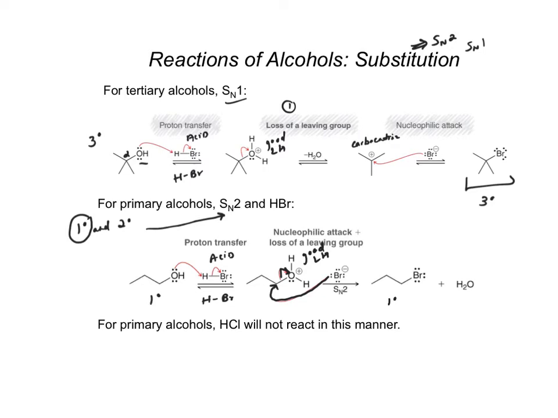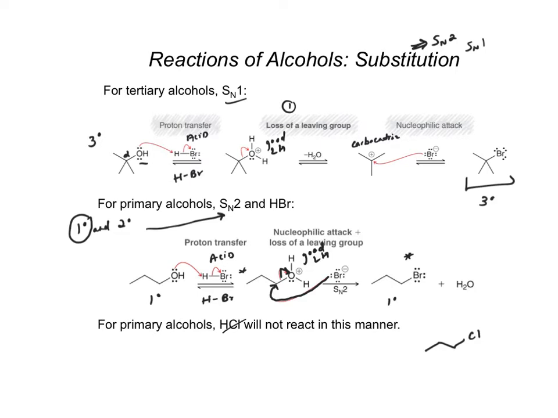Now, this is very specific for only HBr. So if we have a primary alcohol and we react it with HBr, we will get our primary alkyl bromide as a product, but this will not work if we wanted something like HCl and the primary alkyl chloride, okay?